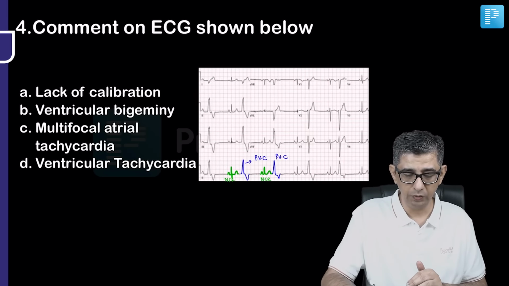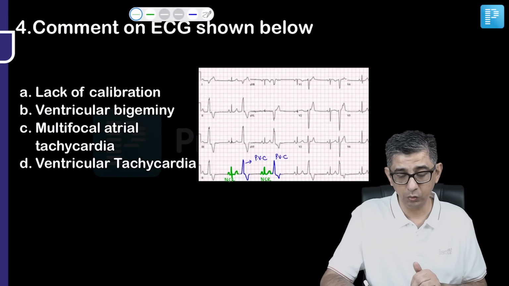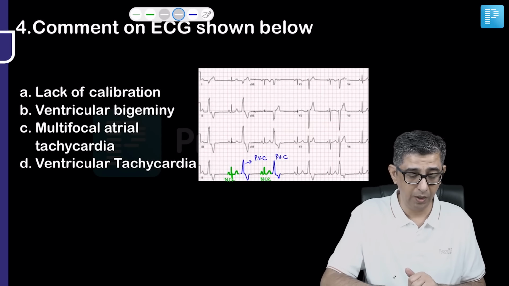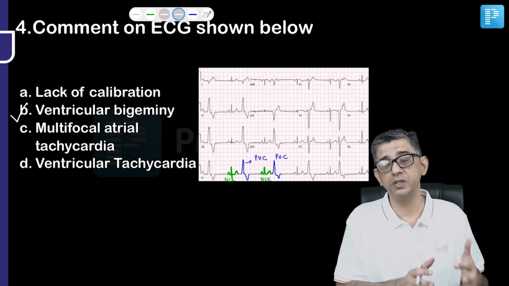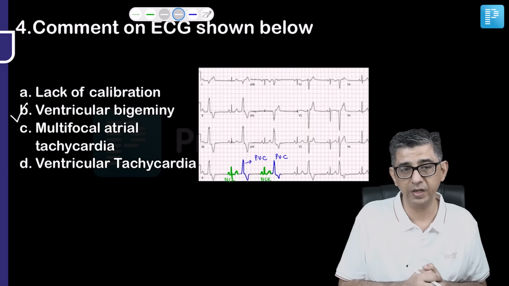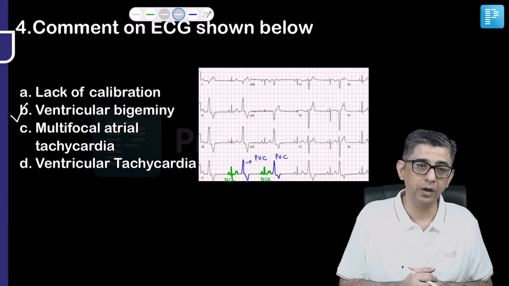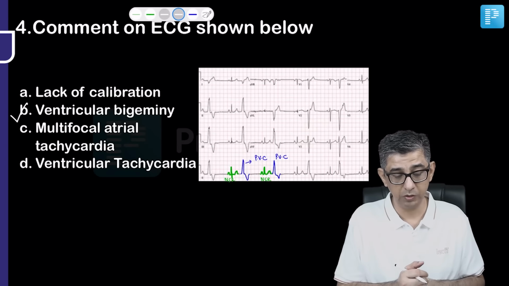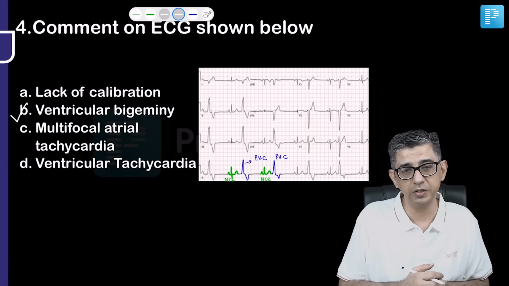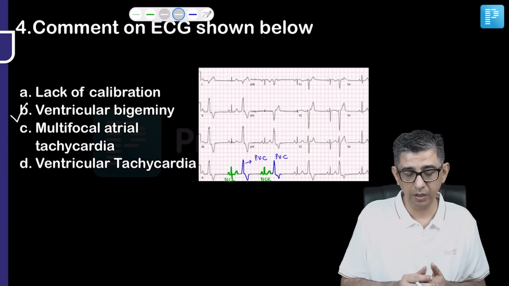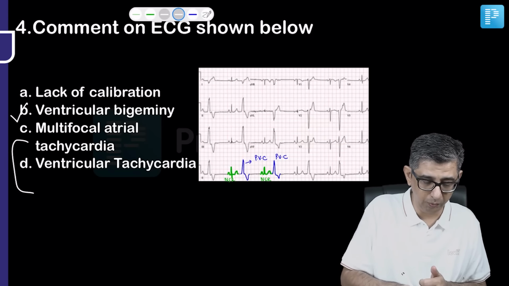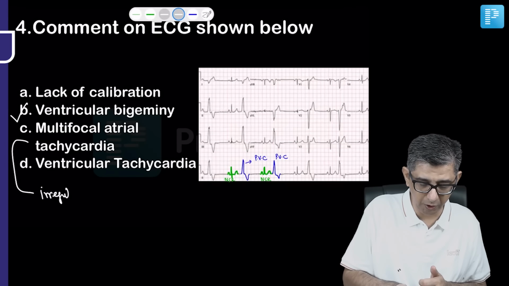So instead of asking you which arrhythmia is characteristic with respect to digoxin toxicity, or rather, I would say, the commonest one seen with digoxin toxicity is ventricular bigeminy, we decided to give an ECG of it. Now there is a possibility, some people said, sir, there was also an option by the name of lack of calibration. Multifocal atrial tachycardia, everybody could rule out because an irregular RR interval should be there.